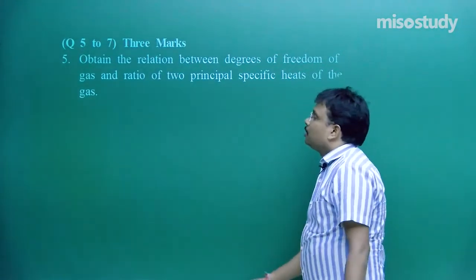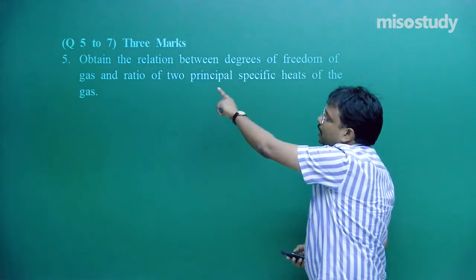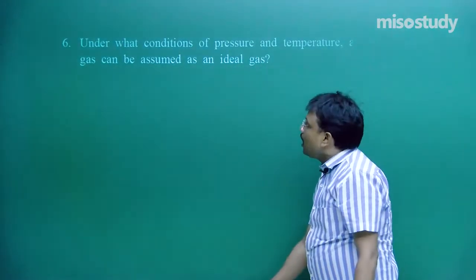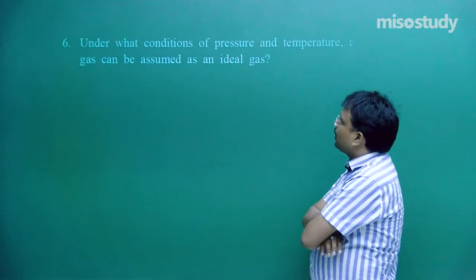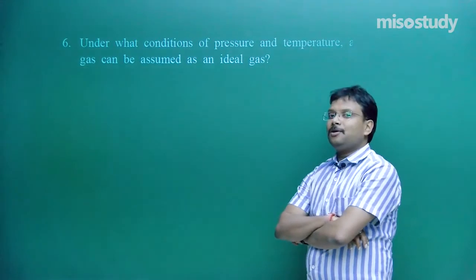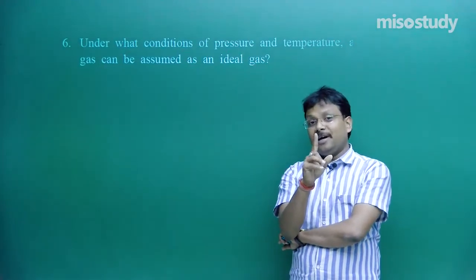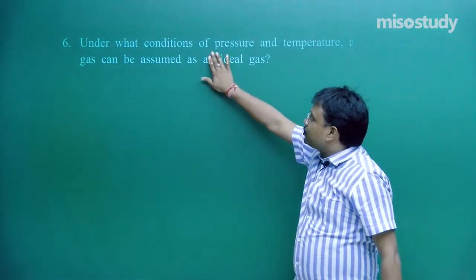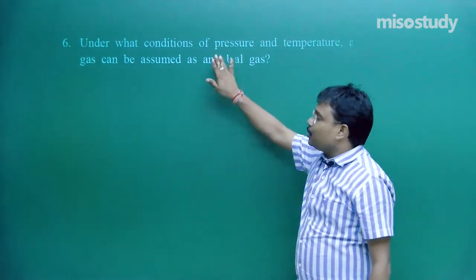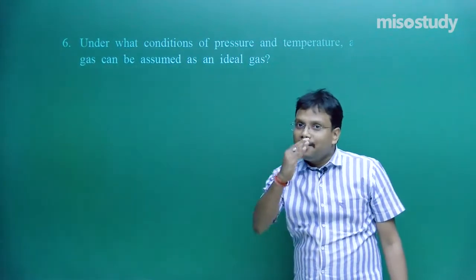So here comes question number 6, and the instruction of 3 marks is equally applicable for question number 6, that is this one. Under what conditions of pressure and temperature can a gas be assumed as an ideal gas? Now, in simple terms, just one sentence is required, but here you should be very careful. The reason is, I can ask this question in 1 mark. The answer is going to be different. I can ask this question in 2 marks. The answer is different. Now this question is in 3 marks, so the answer approach is different.